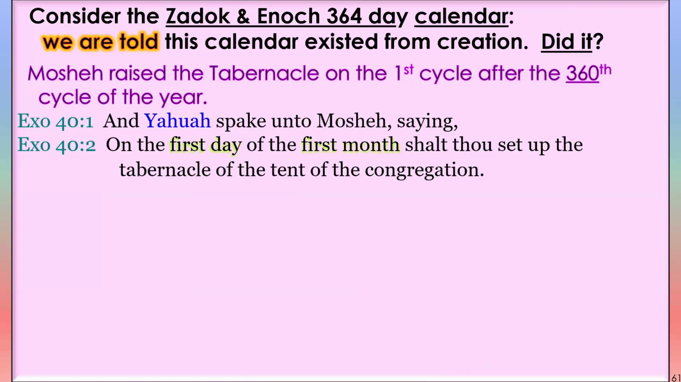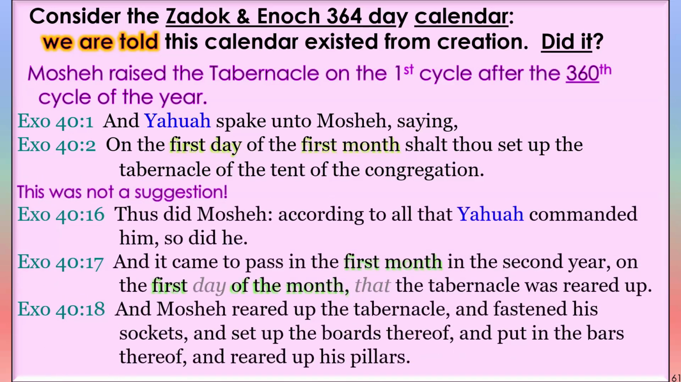Consider the Zadok and Enoch 364-day calendar. We are told this calendar existed from creation. Again, I ask you, did it? Moshe raised the tabernacle on the first cycle after the 360th cycle of the year. Exodus 40, verse 1. And Yahuwah spake unto Moshe, saying, On the first day of the first month shalt thou set up the tabernacle of the tent of the congregation. This was not a suggestion, it was a command.